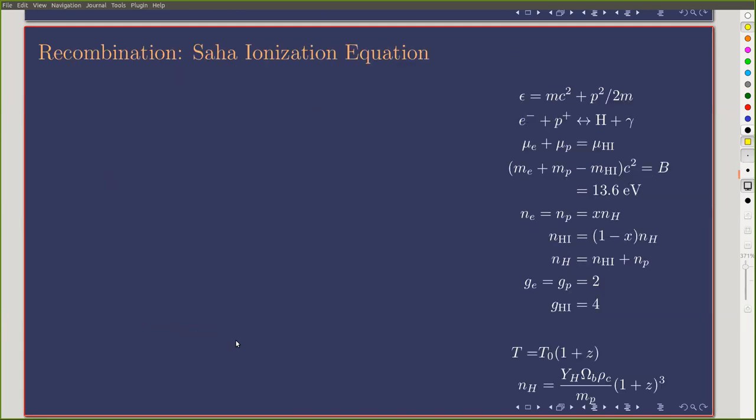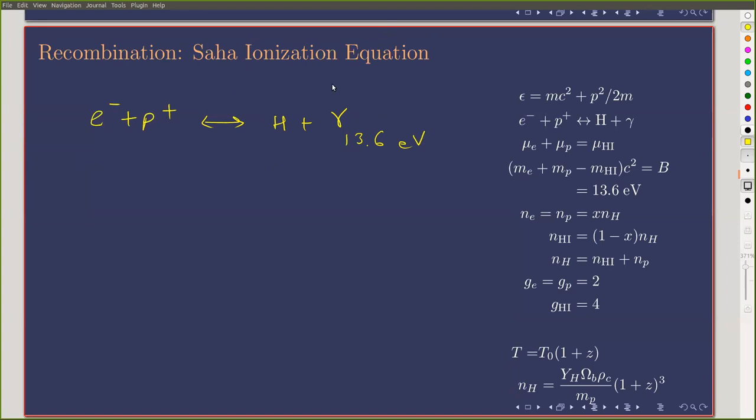Now, finally, let us start the derivations. I'll be deriving the Saha ionization equation. This is an equation in which there is an equilibrium between electrons and protons, which is in equilibrium with the hydrogen and photon. This photon is of 13.6 electron volts, and we want to calculate, as a function of temperature, what is the ionization fraction of the medium. That is what is given by this ionization equation.